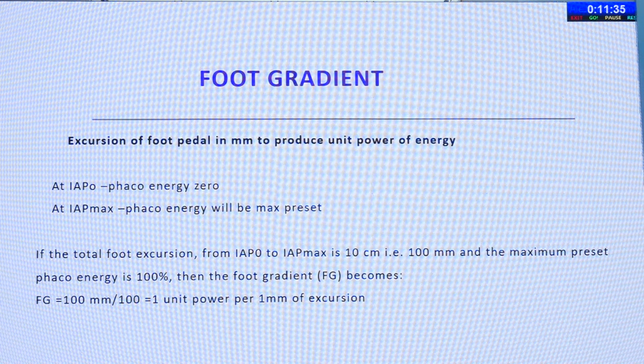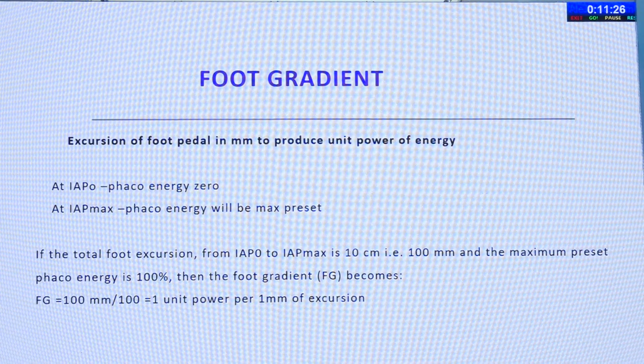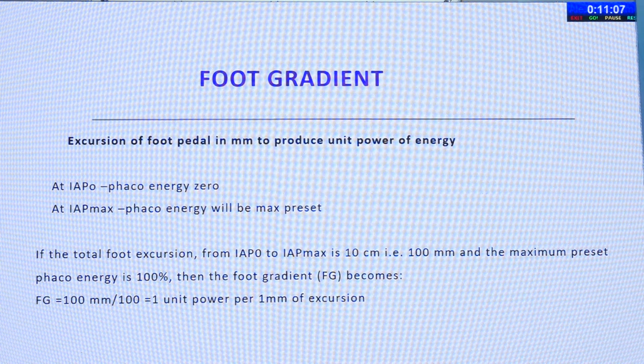Now we need to know how much of the power will be generated with every excursion of the foot pedal, that is, how much of the foot pedal you press and how much of the power will be generated. Now this actually depends on two things. How much is the distance? So suppose FP 0 means the phaco energy is 0 and FP max means the phaco energy is maximum. Now the distance between these 2 points, suppose it is 100 millimeter, and the maximum power that you have set on the console is 100%. Then it means when you press 100 millimeter, 100% of the power will come, which means 1 unit of power will be generated when you press the foot pedal 1 millimeter.